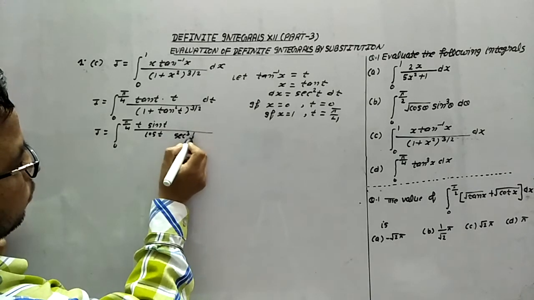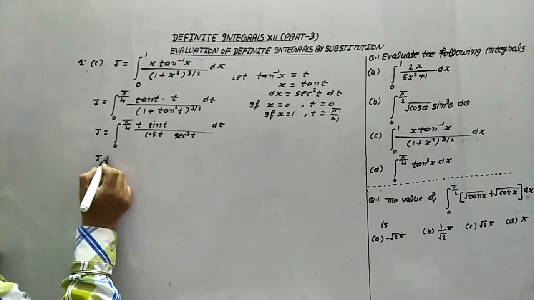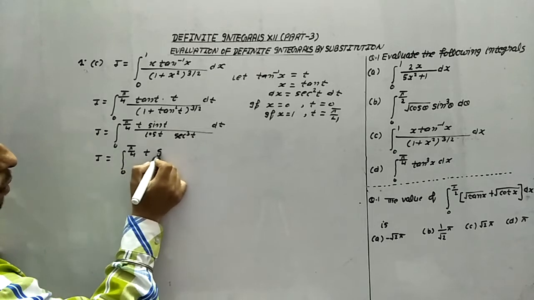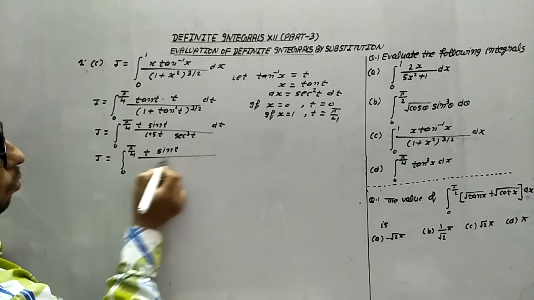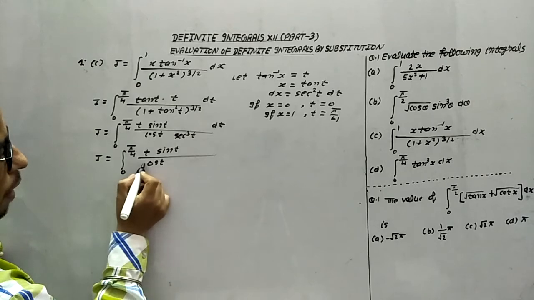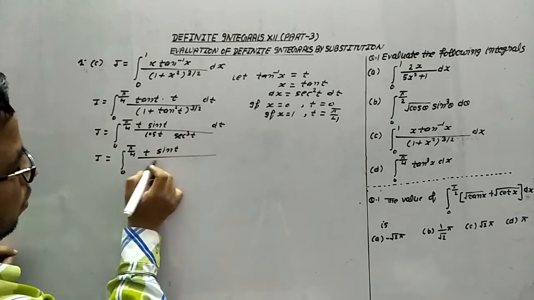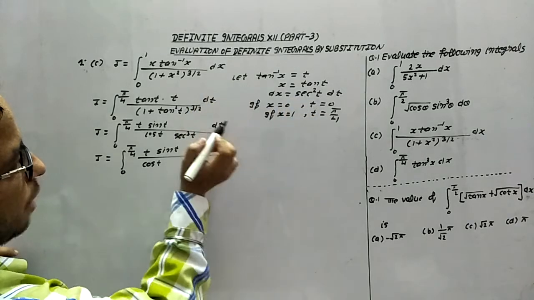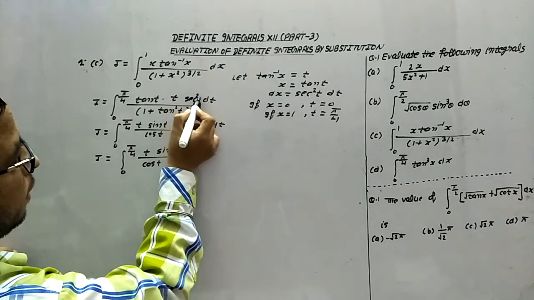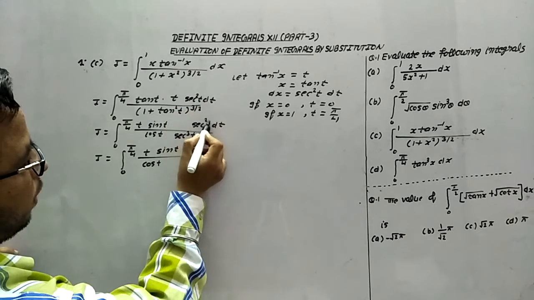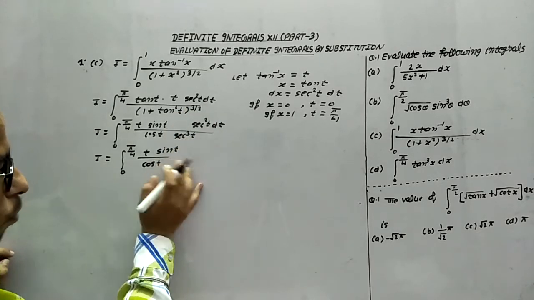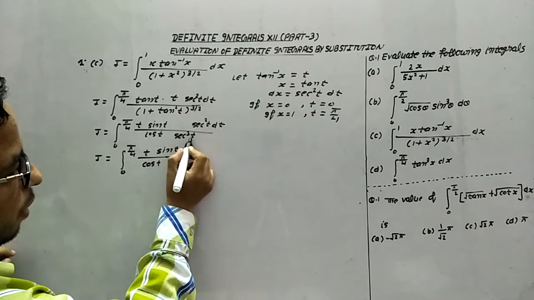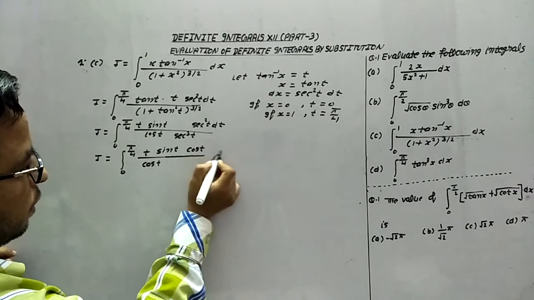sec cube t dt. It means I is equals to integration 0 to pi by 4 t sin t upon cos t, and this is cos t, and here also dx is equals to sec square t. So this is sec square t, and this is also sec square t. Two parts cancel out. It means this is cos t. Sec t means this part becomes sec t only. This is cos t dt.